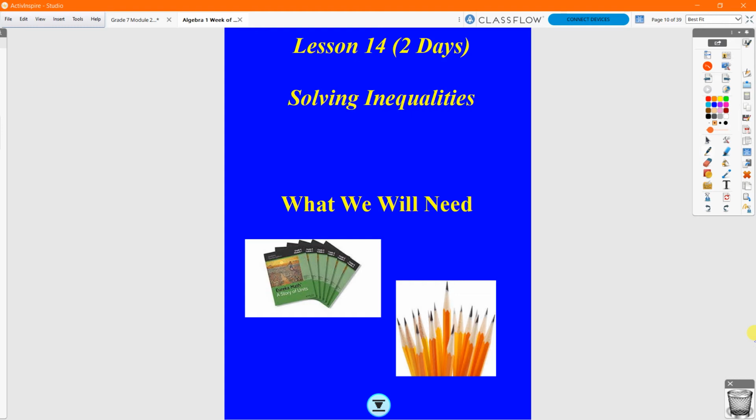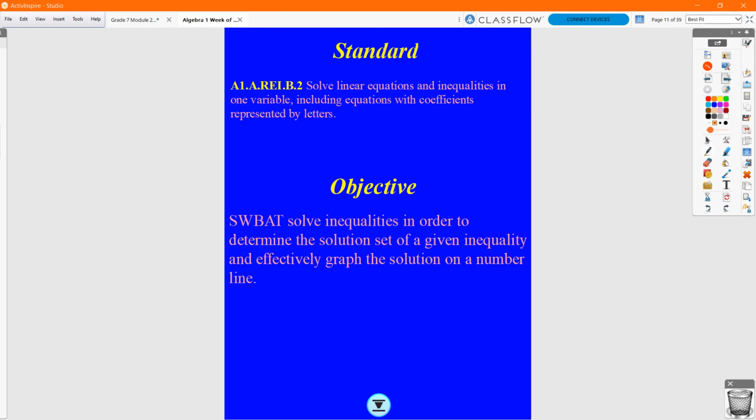All right, let's jump into what we're working on here. Our standard and our objective are listed there, okay? So our standard today is A1A.REI.B.2. Solve linear equations and inequalities in one variable, including equations with coefficients represented by letters. So what's the objective today? Well, the objective today is simply put, we are going to be able to solve inequalities in order to determine the solution set of a given inequality and effectively graph the solution on a number line, okay? So let's start with looking at the problems we're working with, okay?